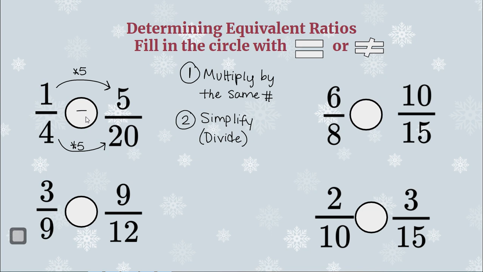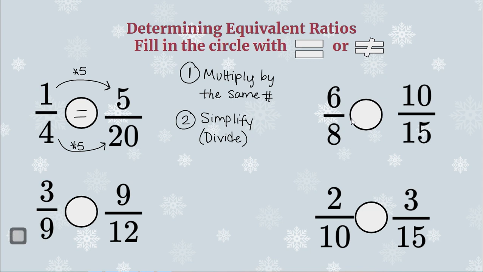Let's take a look at this next one over here. 6 to 8 and 10 to 15. What I like to check first is, can I multiply easily? Can I get from 6 to 10? I can't think of anything that I could really multiply by. Because that's not going to work, I'm going to have to use option two. I'm going to have to take a look and see, could I simplify these ratios?